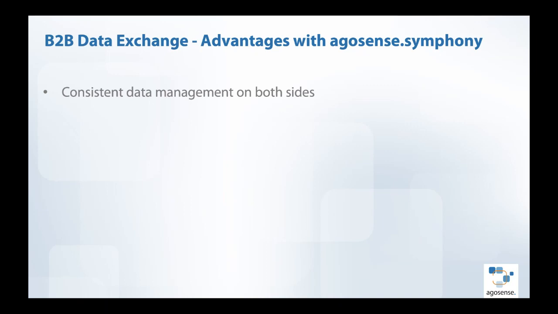What are the advantages of using Symphony in general for B2B data exchange? We are here for managing your data on both sides in a consistent way. Your data is also always up to date on both sides, depending on how the schedule is set up. Many of our customers run the synchronization every 15 minutes or every half an hour. From a development point of view, talking about bug reports and issues, that's quite a good schedule, so you will always be up to date, and your customer as well.